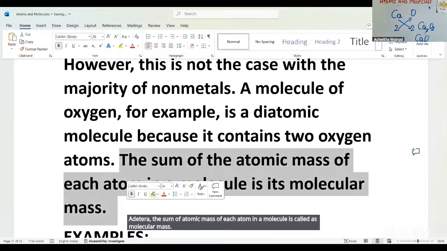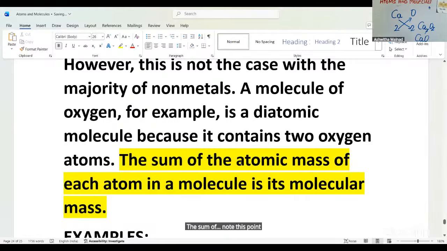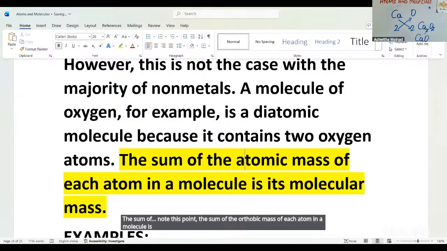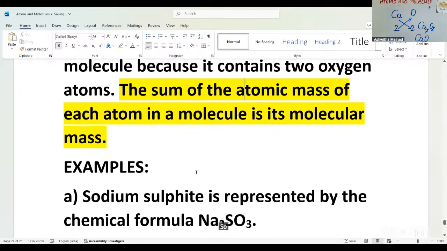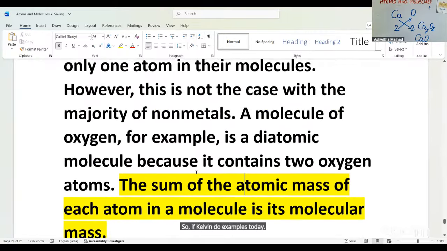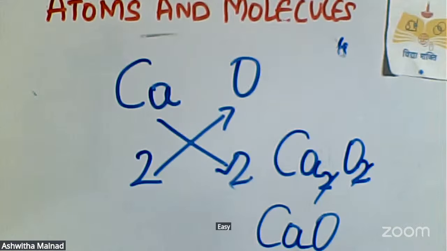The sum of, note this point, the sum of the atomic mass of each atom in a molecule is its molecular mass. I repeat, the sum of atomic mass of each atom in a molecule is its molecular mass. So there are some examples for this. I shall explain you with those examples in the next class, but hope this class was easy for you to understand.